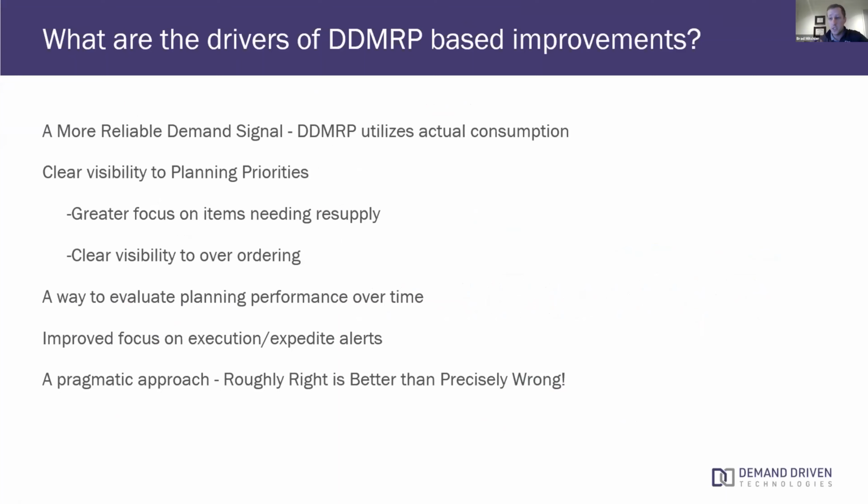We have a great way to benchmark and evaluate planning over time. We use the alerts that are described in the DDMRP education to monitor open supply and make sure that we have the right timing of supply and demand. And ultimately, roughly right is better than precisely wrong. So this is a pragmatic and practical way to manage inventory. We're not perfect, right? But we're planning in ranges, and this gives us a really positive result.